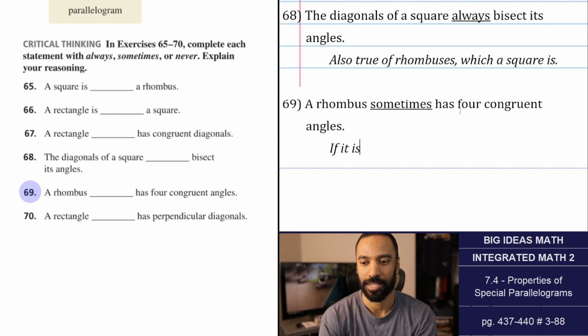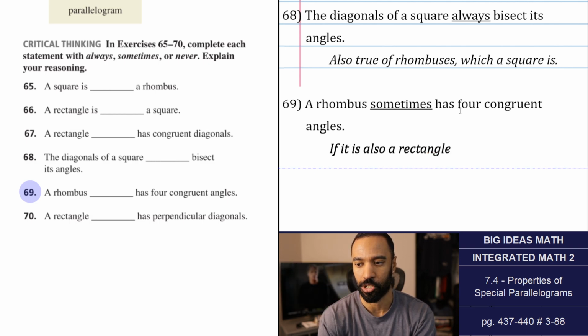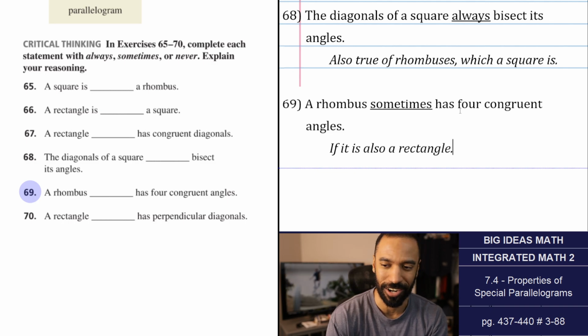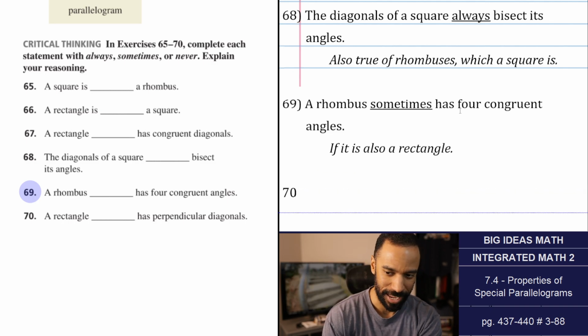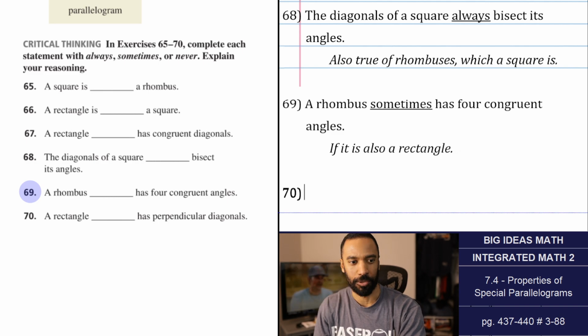So if it is also a rectangle, then that would be true. And again, I don't know what's going on with this typing thing. Sorry about that.